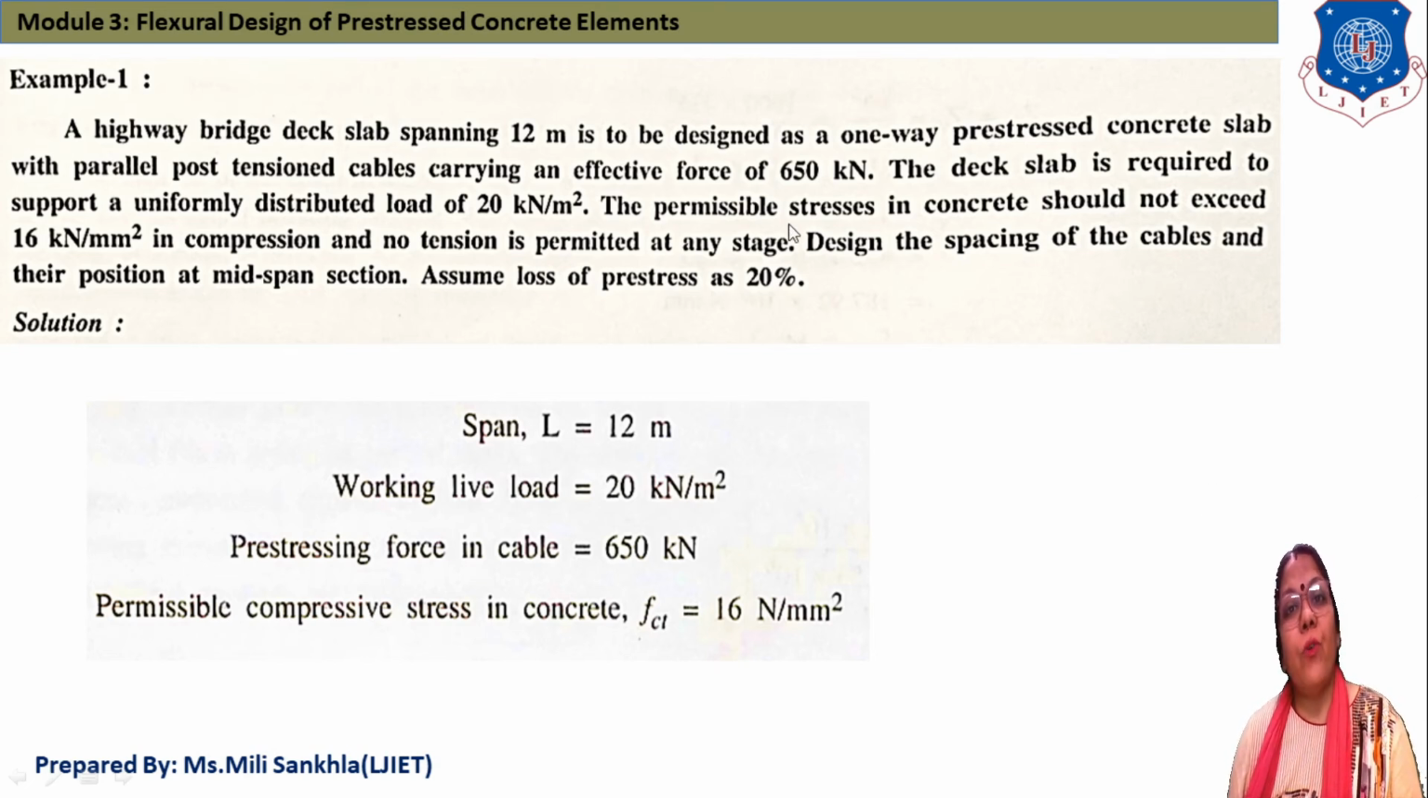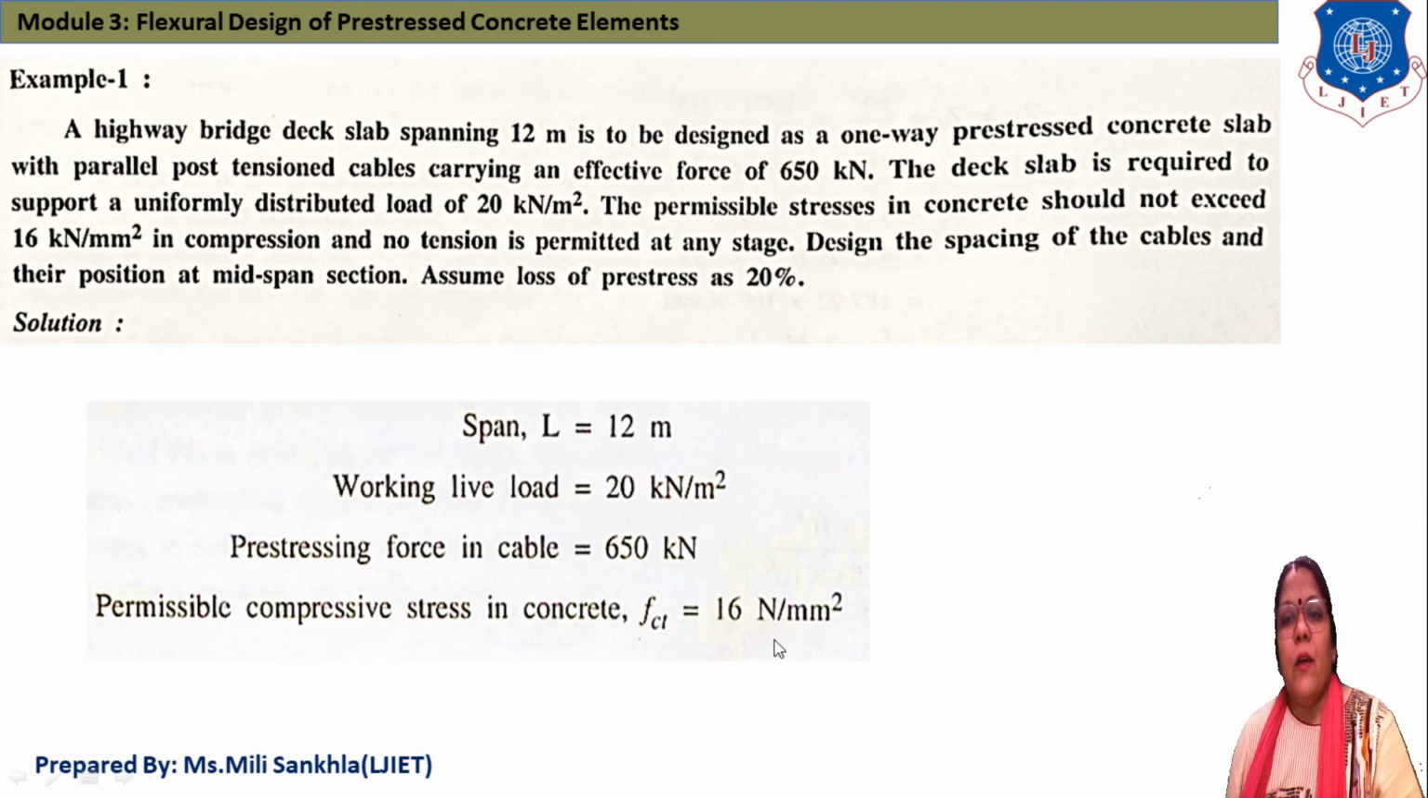Here we design for a one-way slab. Now first of all mention the given data. First one is the span of this one-way slab, L is given 12 meter, and the working live load is given 20 kilonewton per meter square. The prestressing force in cable is given 650 kilonewton. The uniformly distributed load is given 20 kilonewton per meter square, and this will act as a live load on our slab. Permissible compressive stress in concrete, FCT, is 16 Newton per mm square.